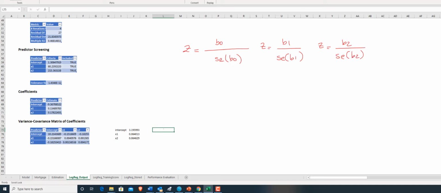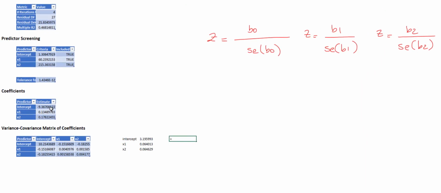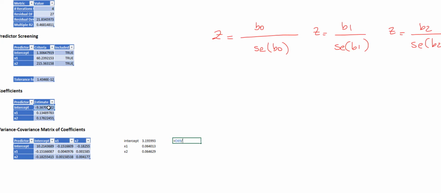So let's calculate. Equal sign. We take the coefficient estimate for intercept divided by the standard error of intercept. That's the z-value for the intercept. And now we will do the same thing for slope coefficient of x1. Take the coefficient estimate and divide by standard error of coefficient estimate. And the last one is again take the coefficient estimate and then divide by standard error of coefficient estimate. So these are the z-values.